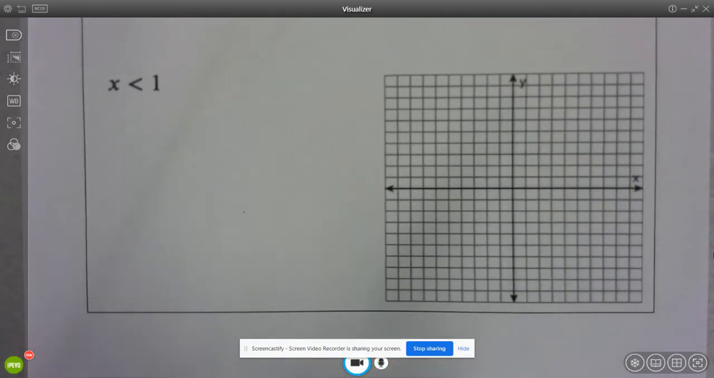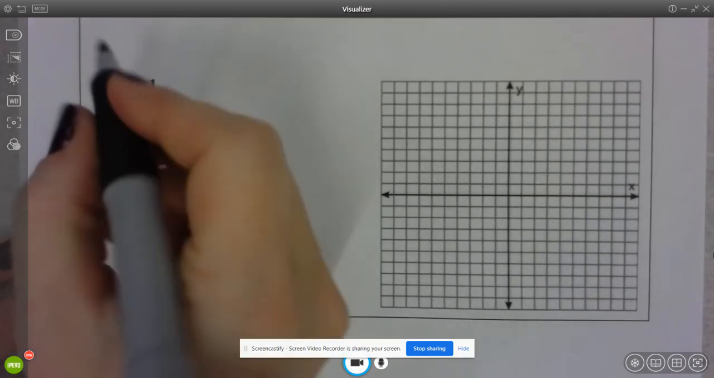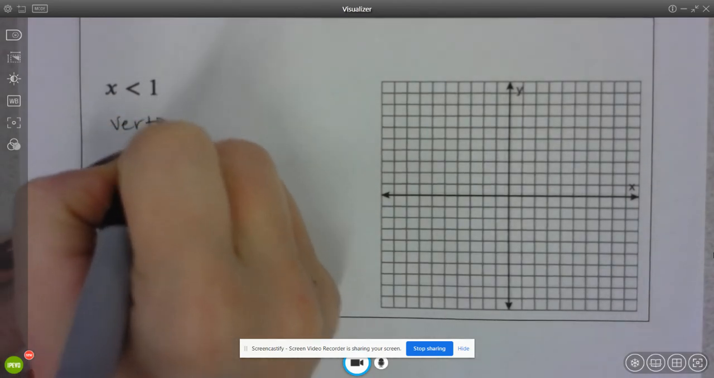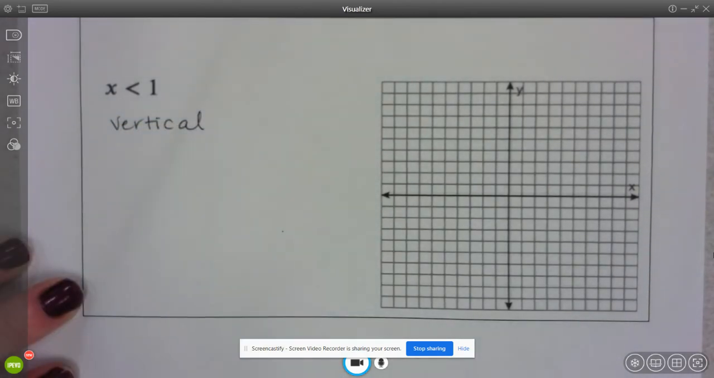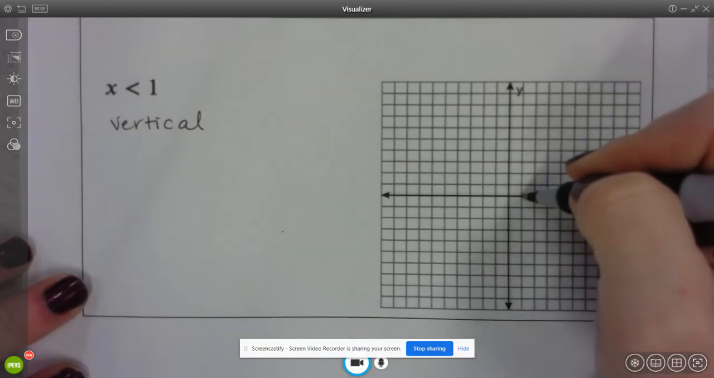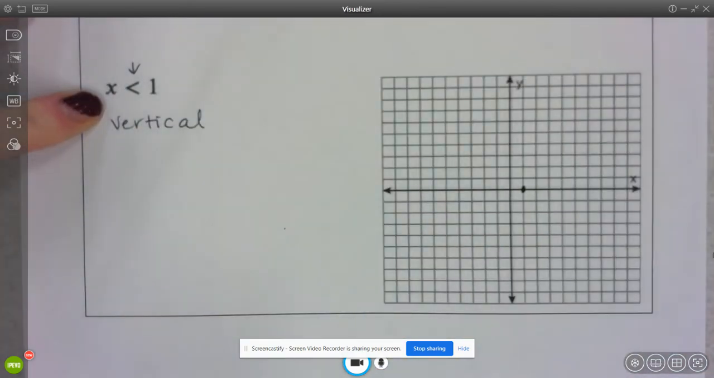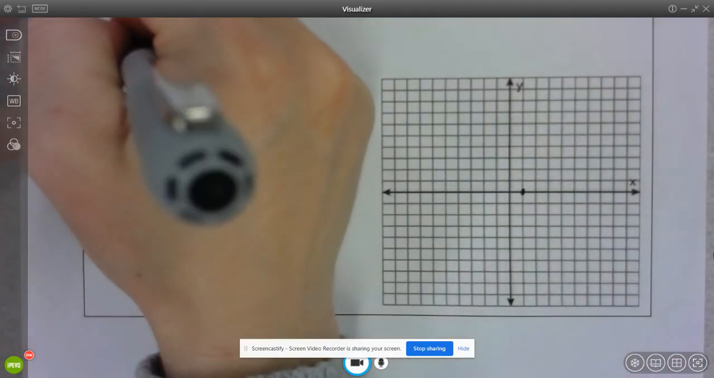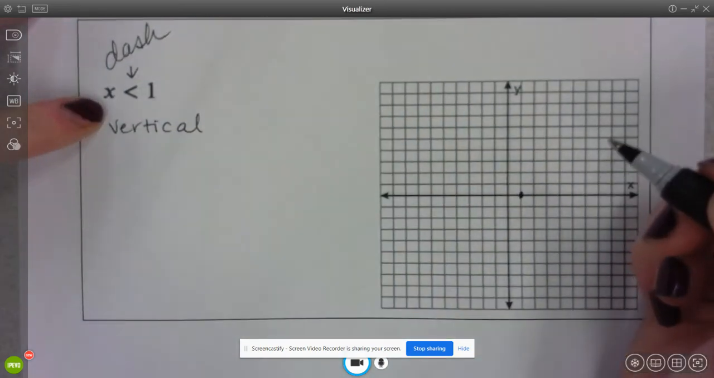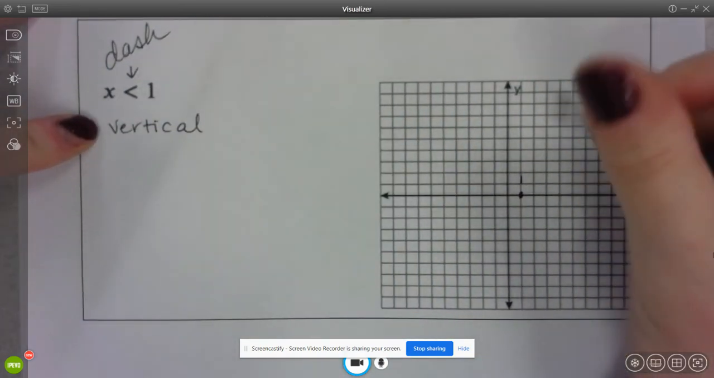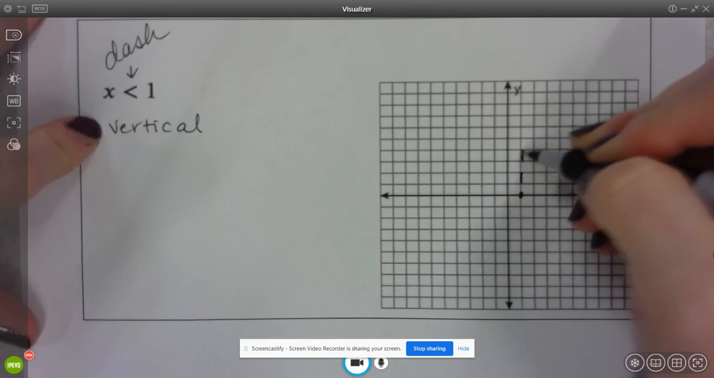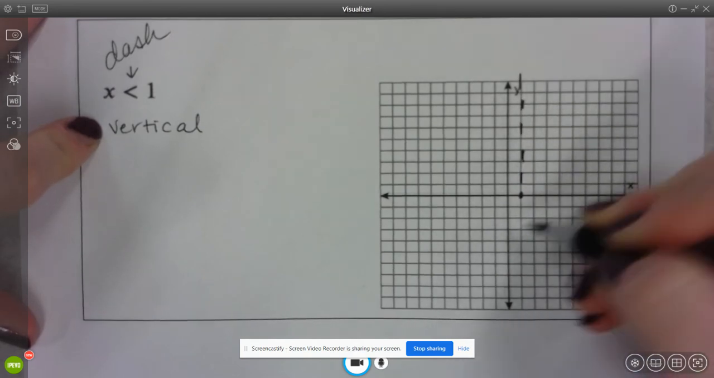So similar to our previous example when I had y being related to a number, it was a horizontal line. Remember, if it's x being related to a number, that's a vertical line. So I'm going to go to where x is 1. There is no equal to, so my line has to be a dashed line. So I'm just going to not even use a ruler.